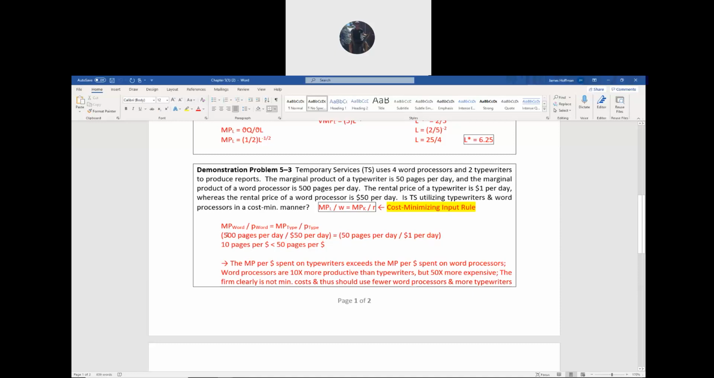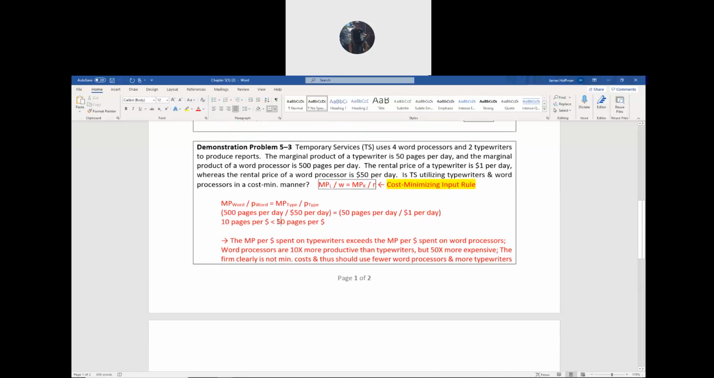So clearly, we're getting more bang for our buck for typewriters. Yeah? And this is costing us, we're only getting 10 pages per dollar here. This is giving us 5 times as much, so we're definitely not using word processors and typewriters at the most efficient position because this is giving us more value than this. So we need to use more typewriters.